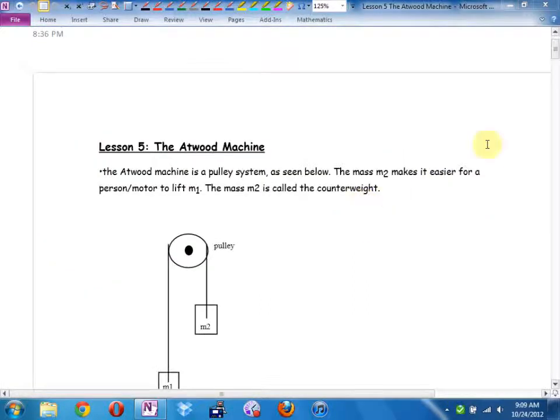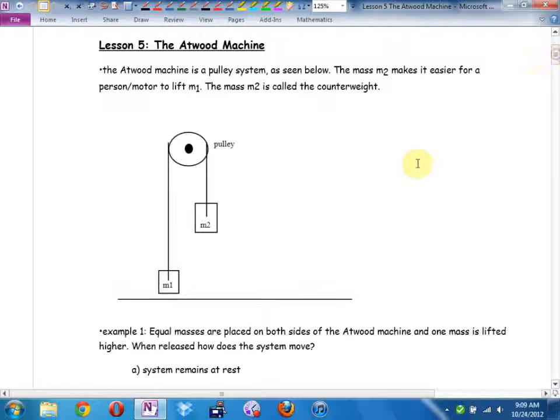Lesson 5, the Atwood machine. Again, this is mostly Physics 11 review, but we're going to build and add. The Atwood machine is a pulley system as seen below. It's a nice visual representation of some good force questions. So what we're talking about in the Atwood machine is something like this. When one goes up, the other goes down. It's a counterweight system. This weight can be called the counterweight.